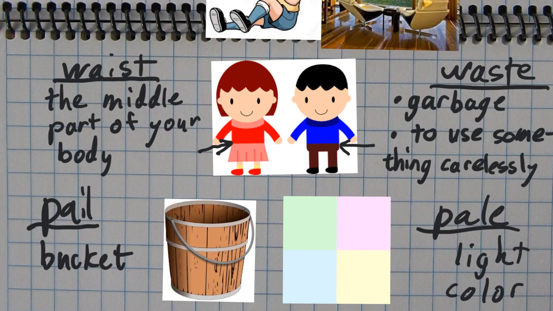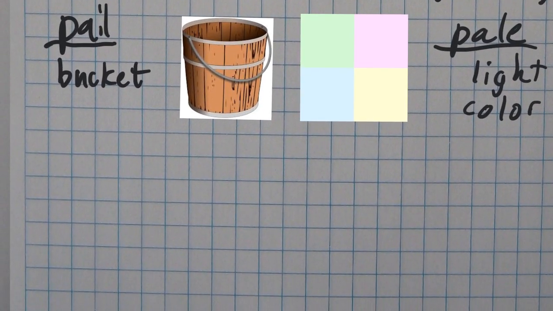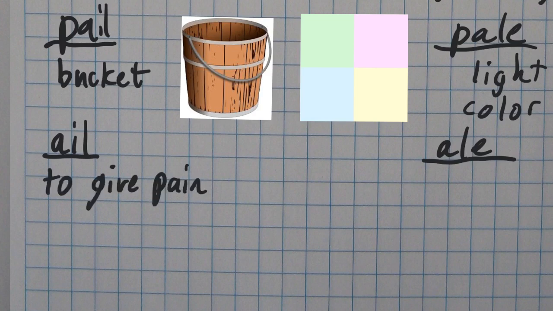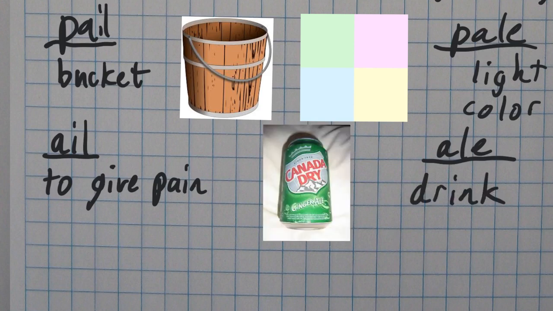Next up, why don't we do ail and ale? And these maybe are less common for elementary students, but this ail means to give pain. So if something is ailing, like if my back is ailing, I have pain. The other ale is a drink. For example, you probably know ginger ale. And to be honest, it's more commonly a type of beer, but this is the type of ale you probably know, ginger ale.